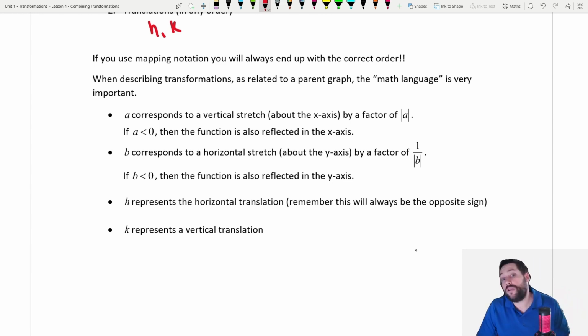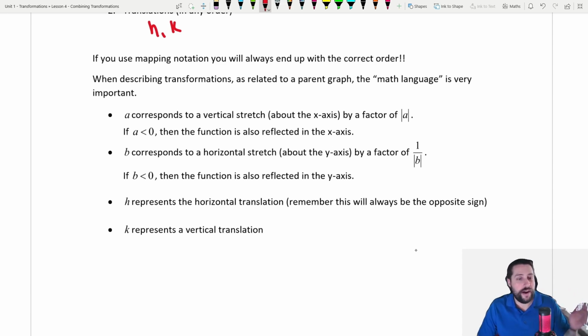H represents the horizontal translation. Remember, this will always be the opposite sign. That's why I always say inside the bracket is always opposite. So for the B value, for example, if it's multiplied by a whole number, you're actually going to do the reciprocal of that when you apply it to x. For H, because it's inside the bracket, you do the opposite. So if it says to add in the bracket, you're actually going to shift it to the left. If it says minus in the bracket, you're actually going to shift it to the right.